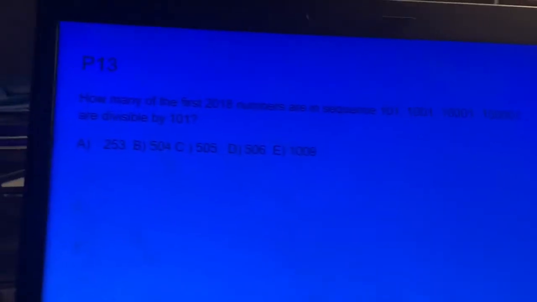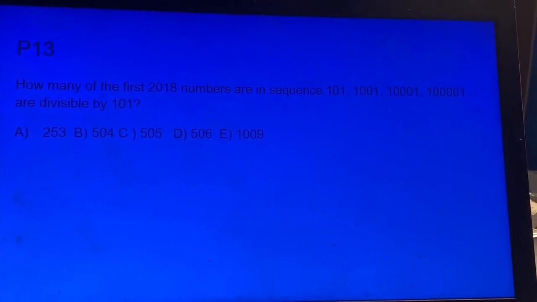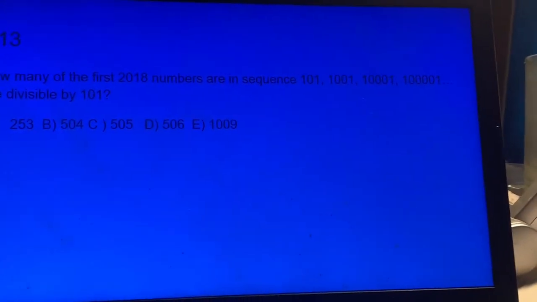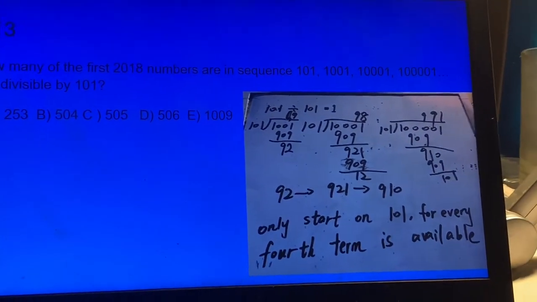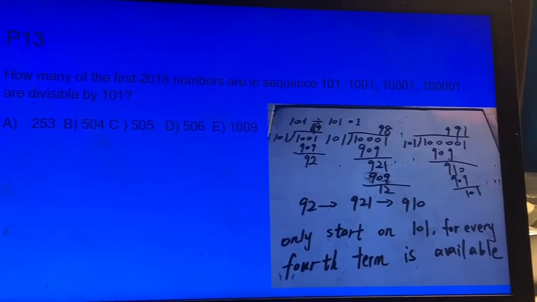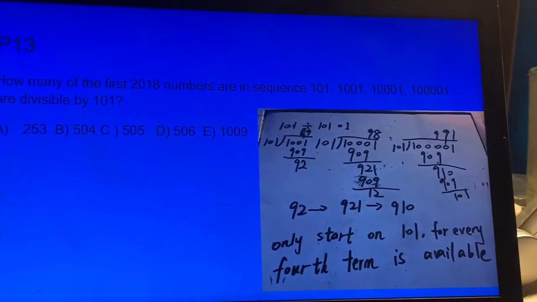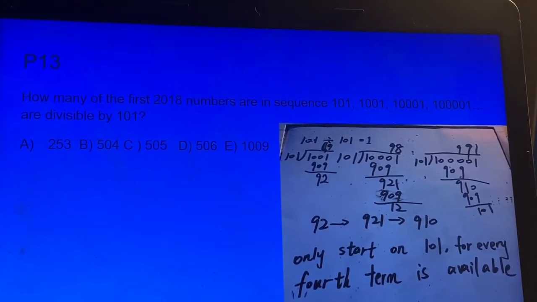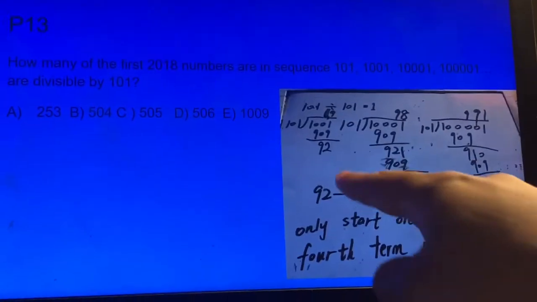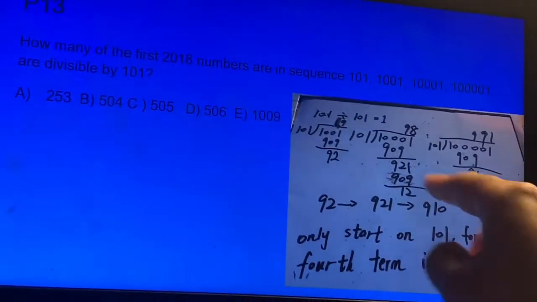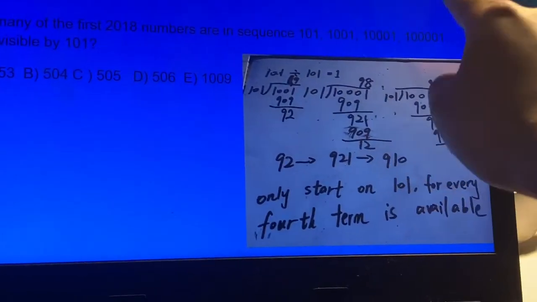How many of the first 2018 numbers in the sequence 101, 1001, 10001, 100001 are divisible by 101? So we should find patterns. We know that 101 divides by 101, it is okay. So we make it a start. 1001 will have the remainder of 12, and it will have the sequence of 921. And here it will have the sequence of 910. So we know that these two are not okay, and these two are okay.